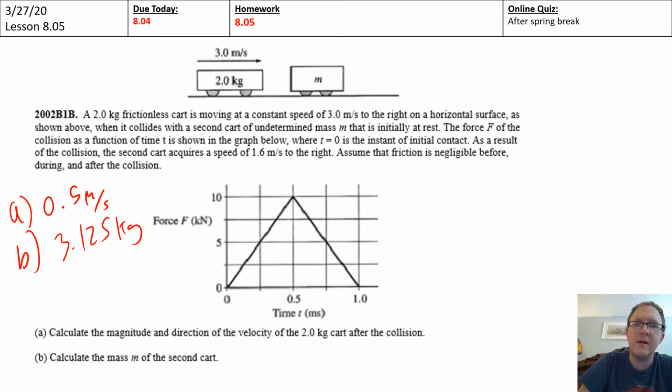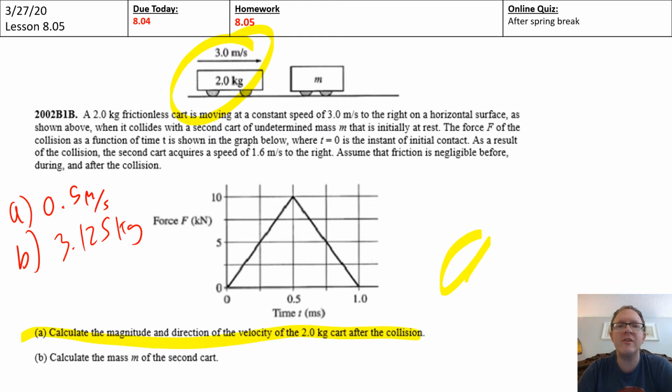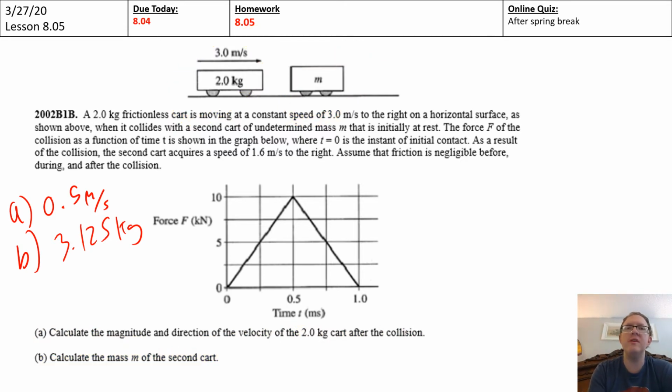Let me grab a highlighter here. So they ask you to calculate how fast it's moving after the collision, and then they want to know what's the mass of the second car, which I put both those answers over there so you can see if you're actually getting them right. I'll give you a hint. We're dealing with momentum still. You shouldn't be using kinetic energy or anything like that.